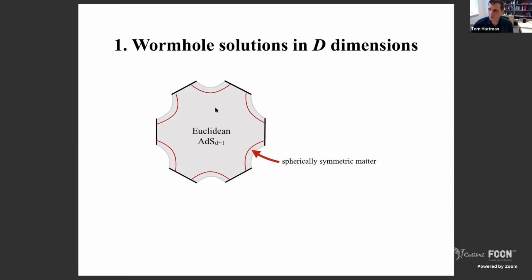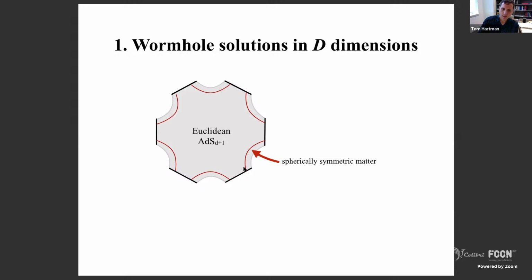It's not a vacuum solution. It's supported by matter. So in this case, what I'm drawing here is a solution with 6 asymptotic boundaries. Those boundaries are not connected to each other. They're completely disconnected boundary components, even in Euclidean signature. So this is a space-time wormhole, not just an Einstein-Rosen type wormhole.